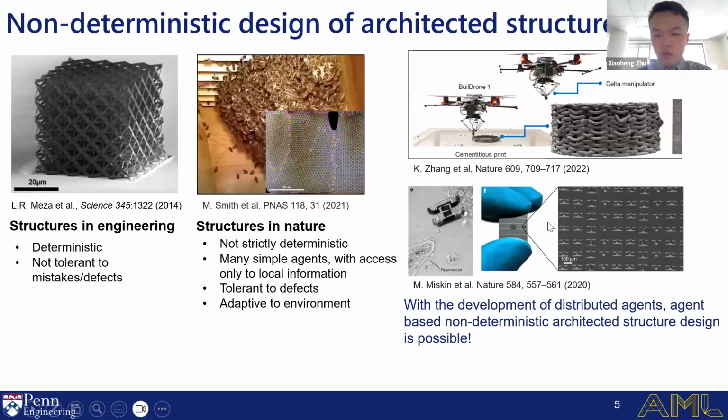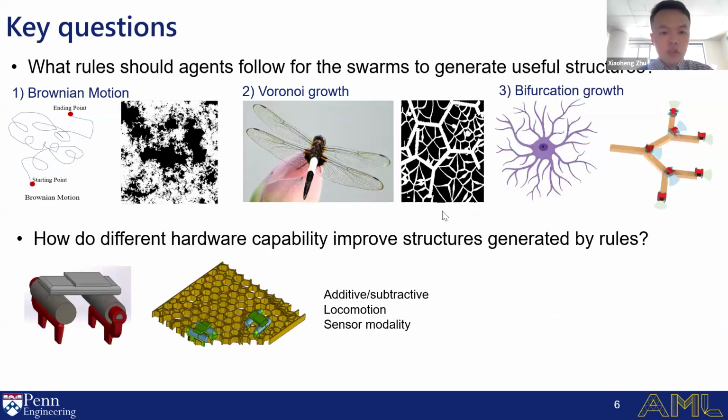Another example is from our department, Professor Minsky's group. These are microscale robots. These robots can have some reaction with the local environment. In that case, they can align together and do some specific actions, such as jumping. So that's the reason we say that with the development of distributed agents, agent-based non-deterministic artificial structure design is now possible.